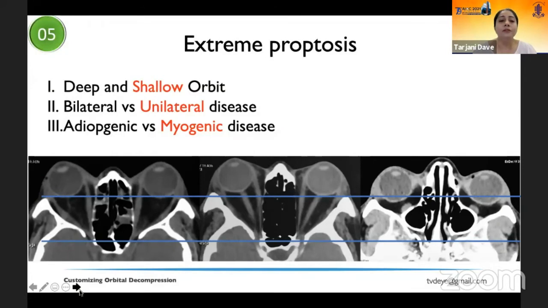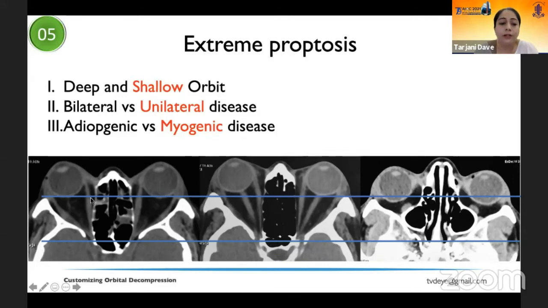Now, when you have a situation of extreme proptosis, you are in a good position if your orbits are deep, if the disease is bilateral, and it is also adipogenic. But if you see any of those red font things, it should alert you and it should raise a flag because treatment is going to become extremely difficult surgically. So what do I say? What do I mean when I say deep orbits? Now, these are two lines passing through the top and the bottom of the lateral wall.